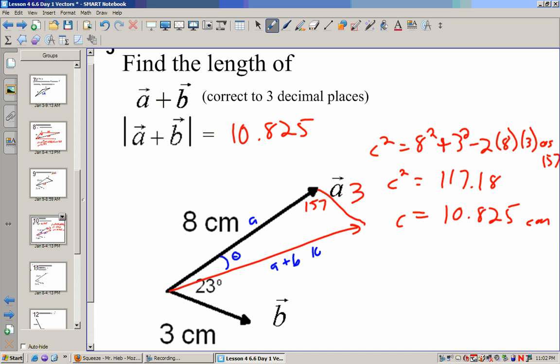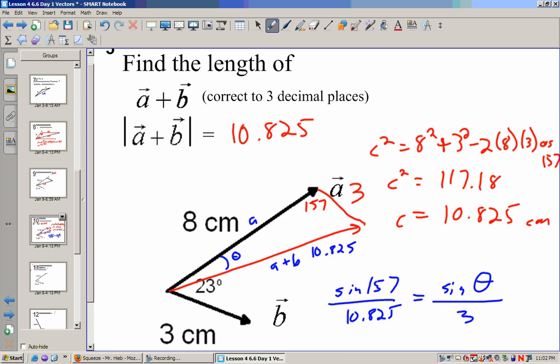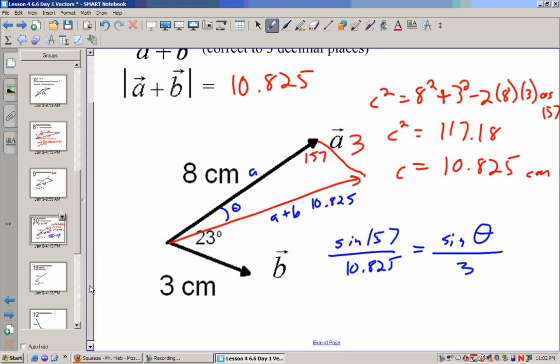We know this side is 10.825. The angle opposite is 157, so I can say the sine of 157 over 10.825 is going to be equal to the sine of theta over 3. So 3 times the sine of 157 divided by 10.825. I'll have the sine of theta equaling 0.108, and the inverse sine of that, theta is going to be 6.217.